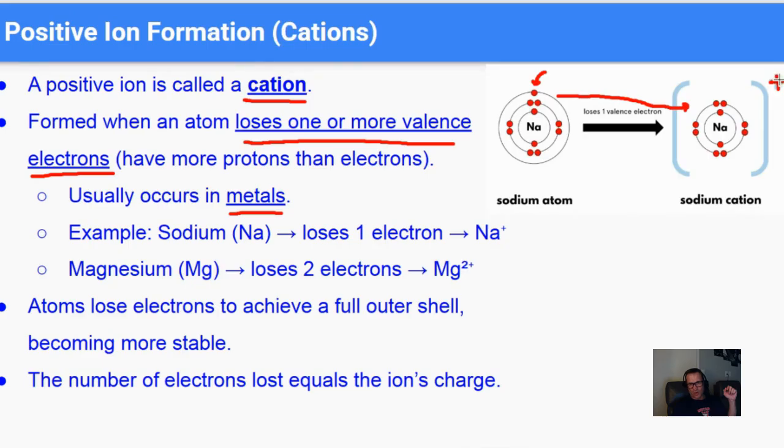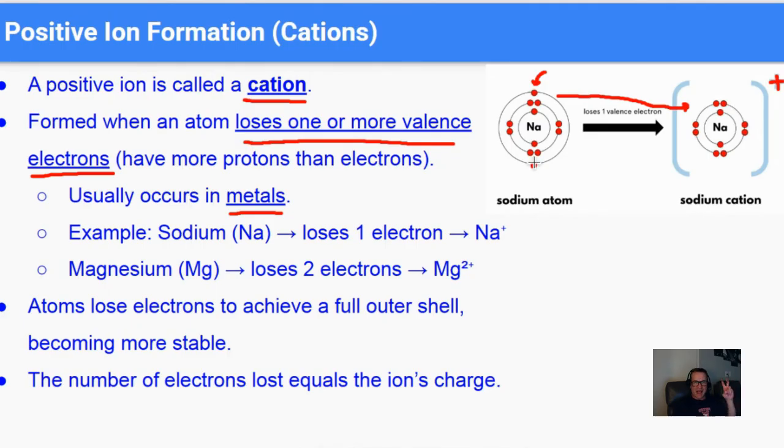Now you don't write a 1, you just write a plus for positive 1. Now, for magnesium, it's the same thing, but magnesium isn't in group 1 like sodium with one valence electron. Magnesium has two valence electrons, so I'll just do a little red dot. So this would be like magnesium. It has two valence electrons. So it has two of them to lose in order to become stable.